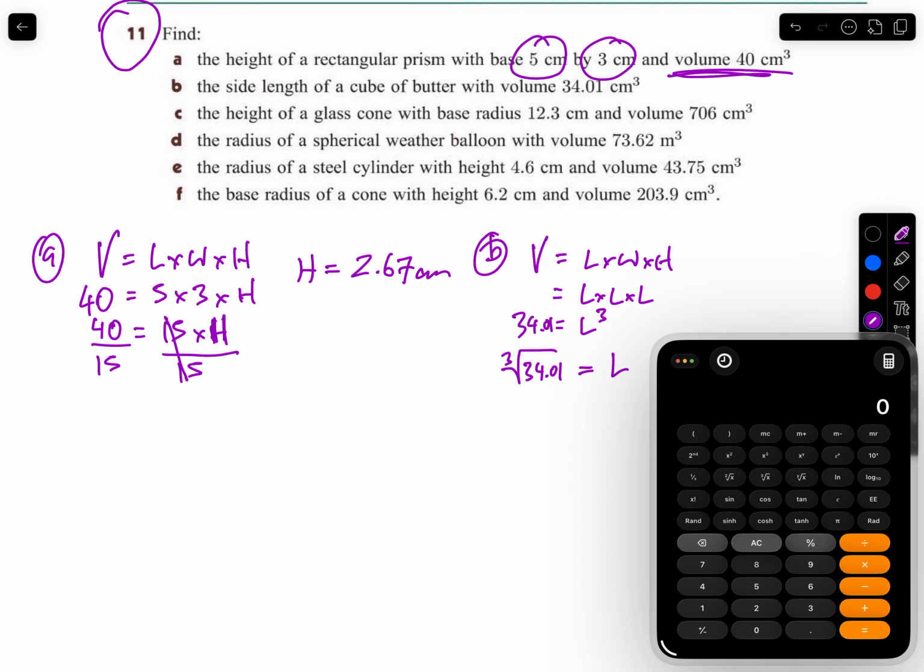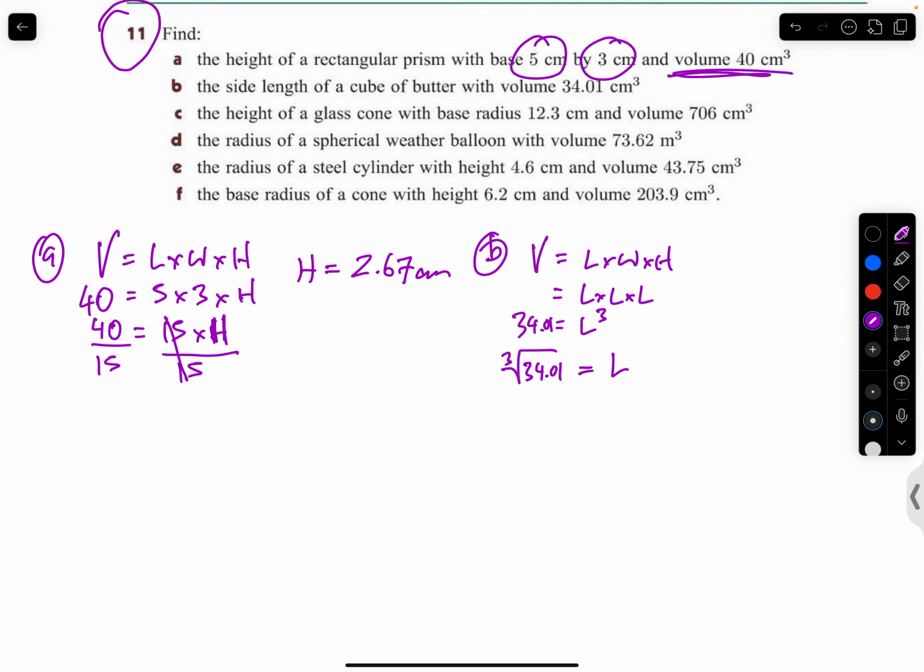Scientific cube root is that, 34.01, 3.24. So length is equal to 3.24 centimetres for B. For C, the height of a glass cone with base radius and volume 706.